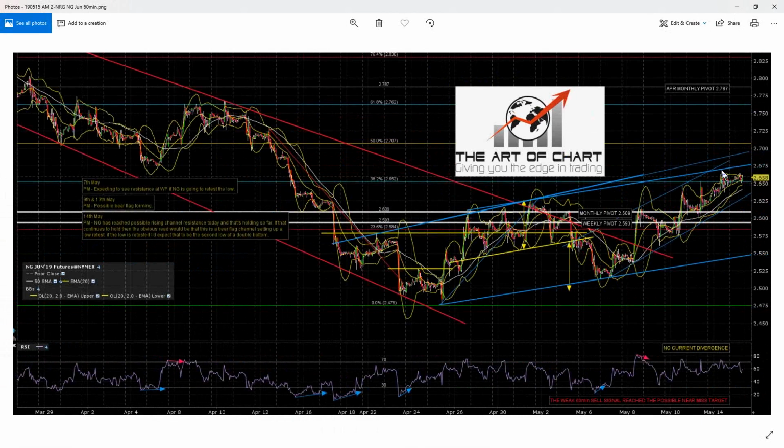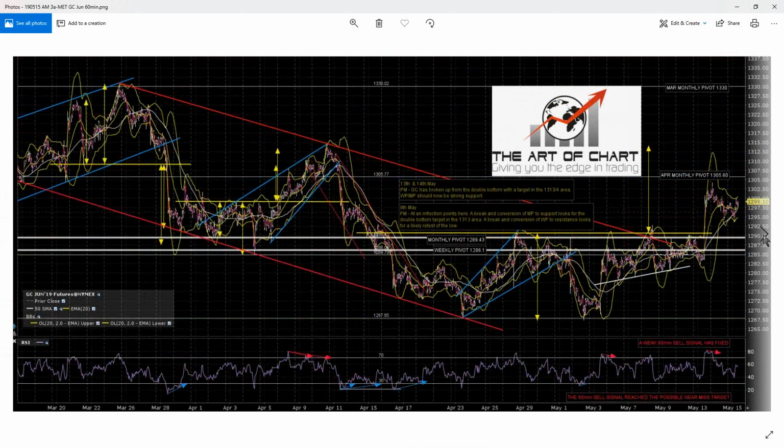NG. NG has reached a trend line I had marked in, which is possible channel resistance. This means, unless this channel breaks up, this is a likely bear flag channel, setting up a retest of this low. We shall see how that goes. But if it is going to break up, then that opens the upside. If it isn't, then we're probably going to see that retest. If we see that retest, I would expect that to be the second low of a double bottom.